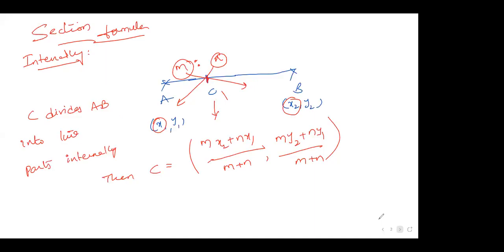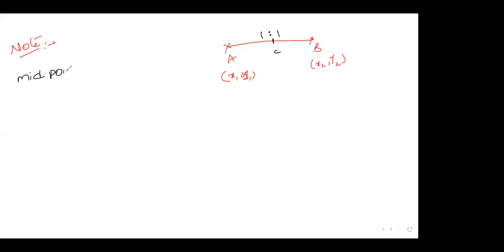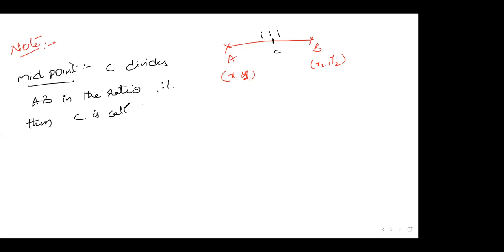Okay. Next, here is one note I'm writing. This is capital A, this is capital B. All these things you studied, I know that. If a point C here divides in the ratio 1 is to 1, that means C divides AB in the ratio 1 is to 1, then C is called the midpoint.